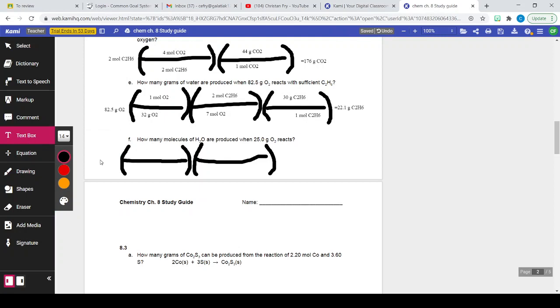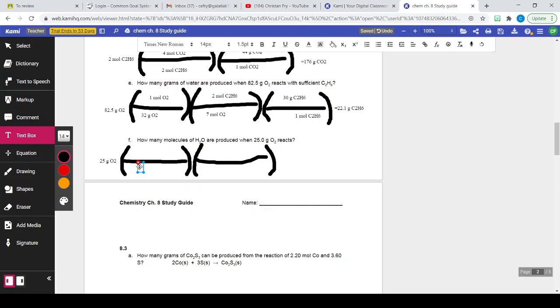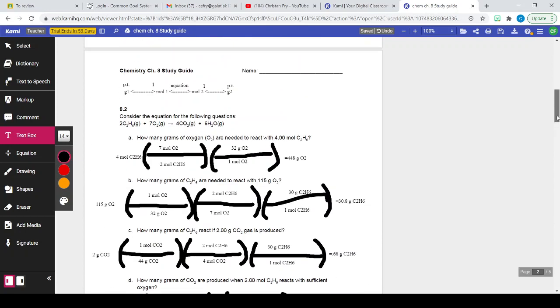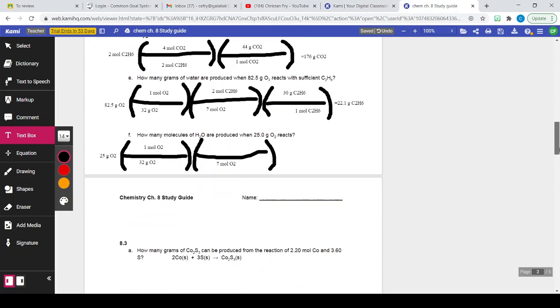All right, so out here we're going to do 25 grams of O2. We know the oxygen weighs 32 grams for every 1 mole. And now here's my mole to mole. I know that there are 7 moles of O2. I'm getting this from the equation. And water, I forgot. I'm not sure. Water is 6. Okay, so this would be 6 moles of H2O.